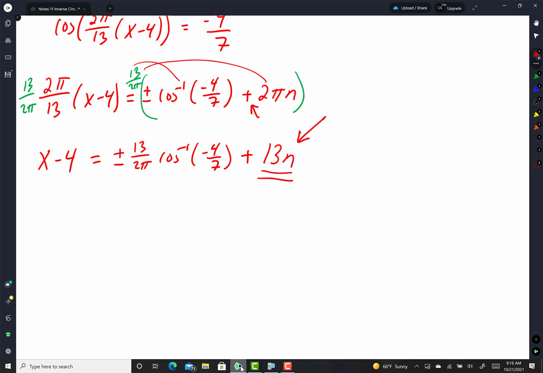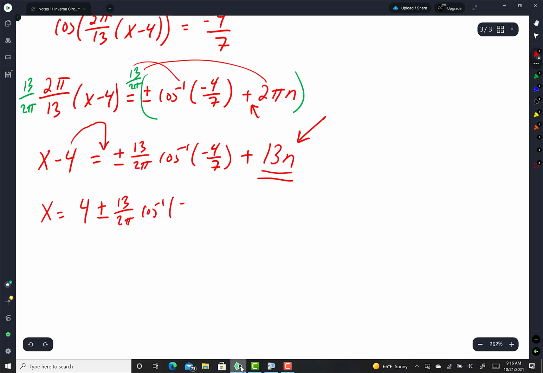I feel like a salesman. All you do, when you add 4, put it in the front right here, and you will never get it wrong. So x equals 4 plus minus. You can't get it wrong now because you know it's 4 plus that and 4 minus that: 13 over 2 pi arc cosine of negative 4/7 plus 13n.